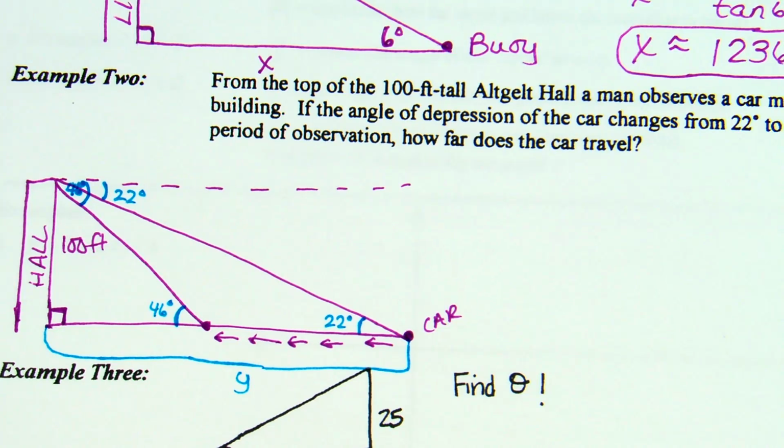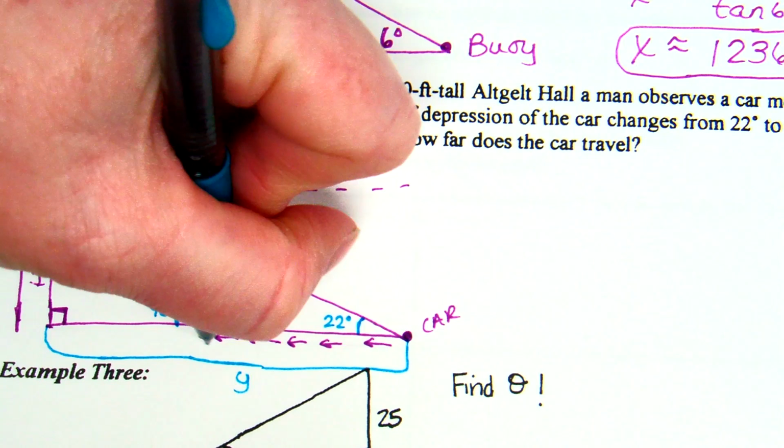The question is, how far does the car travel? Did I label how far the car traveled? Is that what y really is? I was thinking ahead to another step. Where does the car travel? From the time he's at 22 degrees to the time he's at 46 degrees. So what we really need to find, sorry, I was thinking ahead here, is this distance right here. I'm going to call that x.